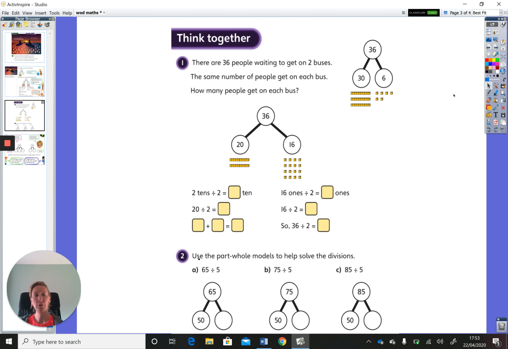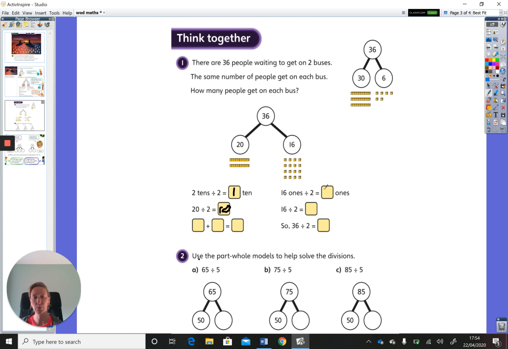So some of you may decide to say to yourself, 36 is 3 10s and 6 1s. Some of you may, just to maybe make it a little bit easier, say 36 is 2 10s, 20, and 16 1s. And if we use this example here, let's just do this one together, 2 10s divided by 2 would be 1 10. So 20 divided by 2 is 10. And then over here, 16 ones divided by 2.